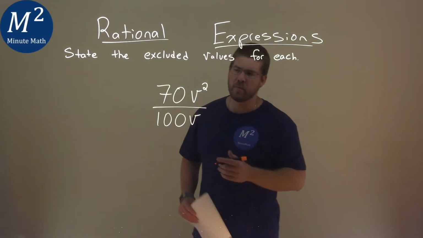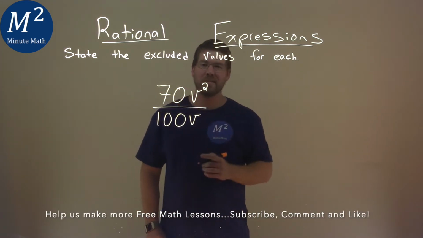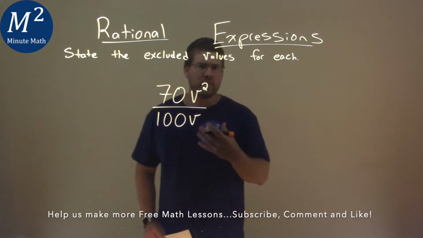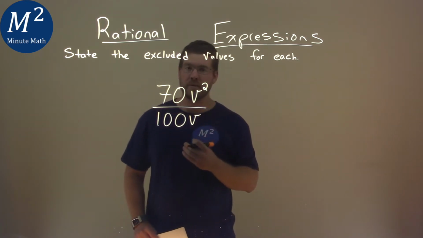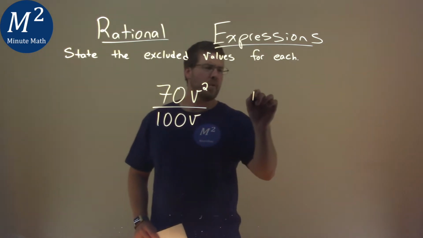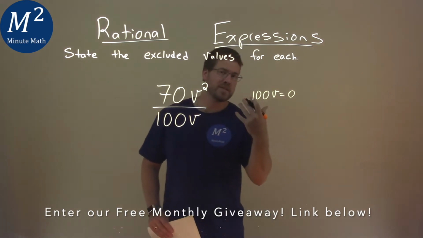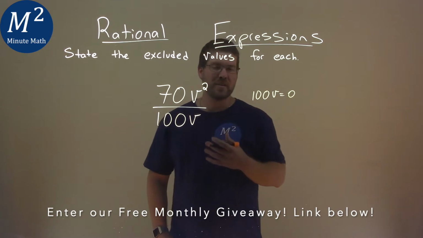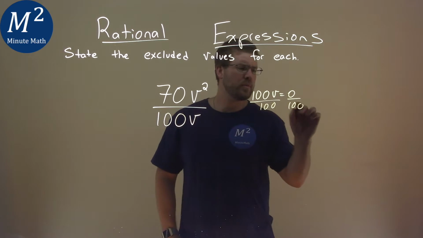We're given this problem right here, 70v squared over 100v, and we need to state the excluded value here. Well, excluded value, really with rational expressions, we're trying to find where the denominator is equal to 0, knowing we cannot divide by 0. So we take our denominator, 100v, and we're going to set it equal to 0. And now we're going to solve to find what value for v makes the denominator 0. Divide by 100 on both sides, our rules still apply.